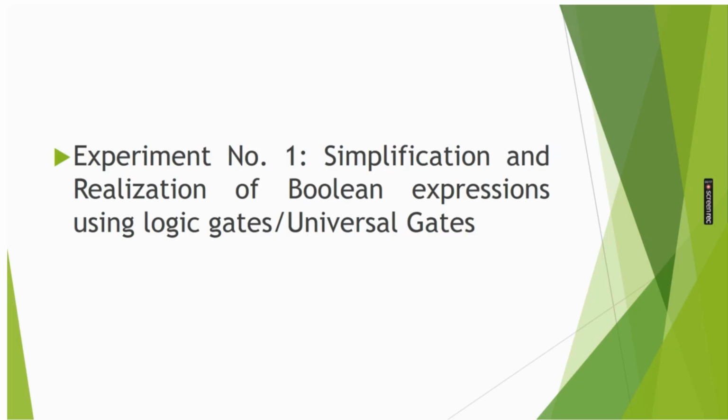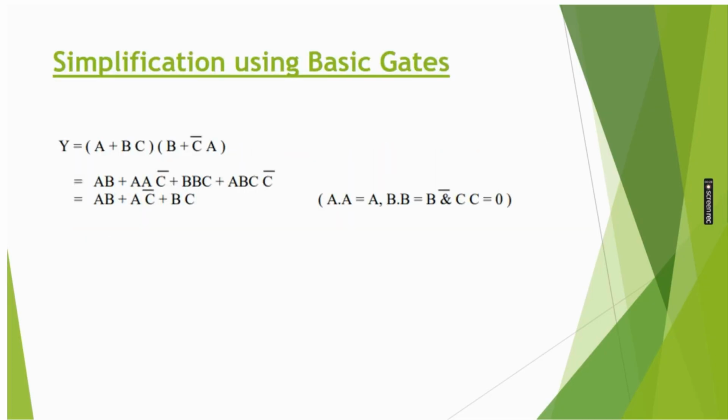The first experiment of the lab, Digital Logic Circuits: Simplification and Realization of Boolean Expressions using Logic Gates and Universal Gates. The first of its kind is simplification using basic gates, and we have taken here the expression Y = (A + BC)(B + C̄A). This expression has to be simplified because the simplification process reduces the number of logic gates.